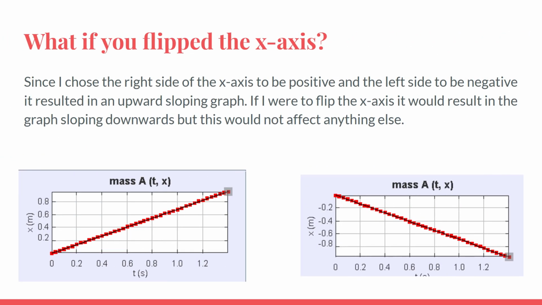Now, moving on to some important questions. What if you flip the x-axis? Now, since I chose the right side of the x-axis to be the positive side and the left side to be the negative, it resulted in an upward sloping graph, as seen on the left image, and if I were to flip the x-axis, it would result in a graph sloping downwards, as seen on the right, but this would not affect anything else.